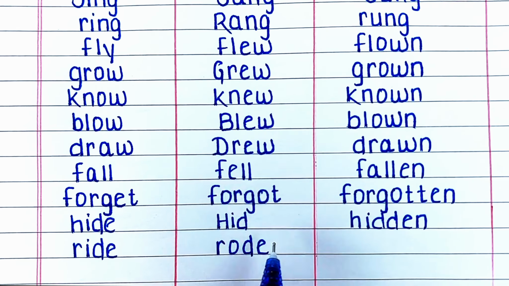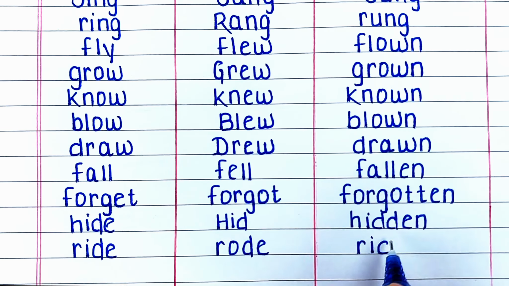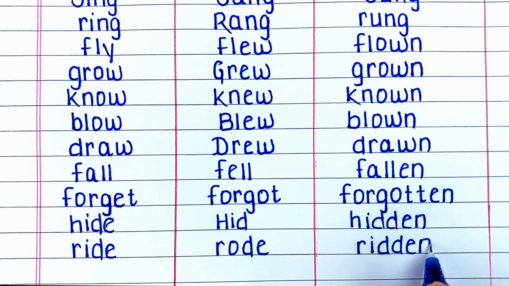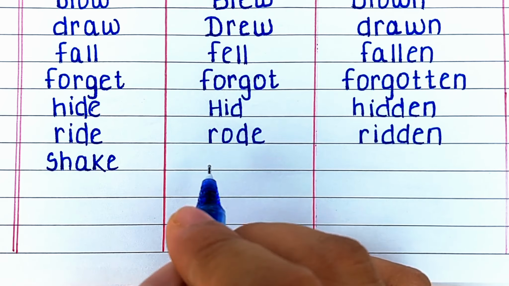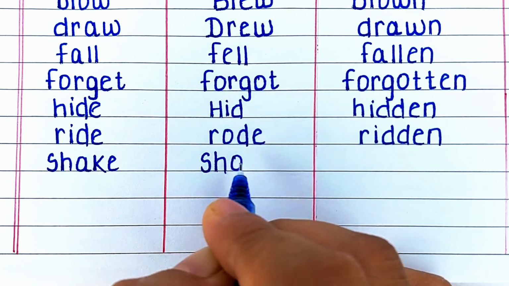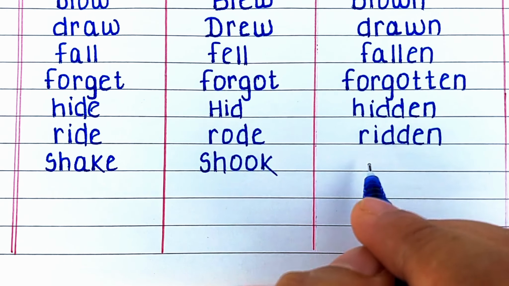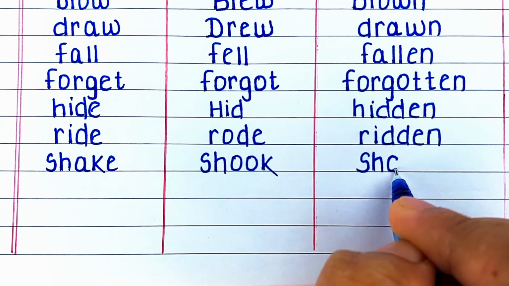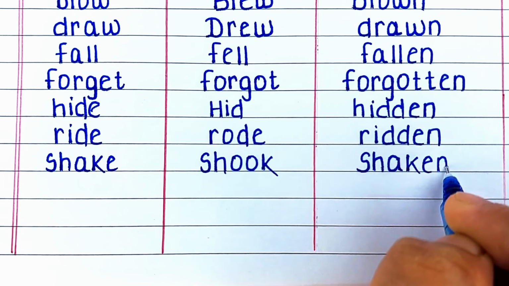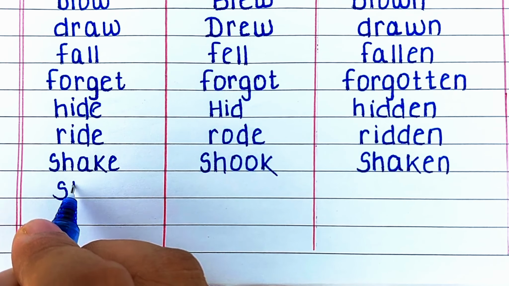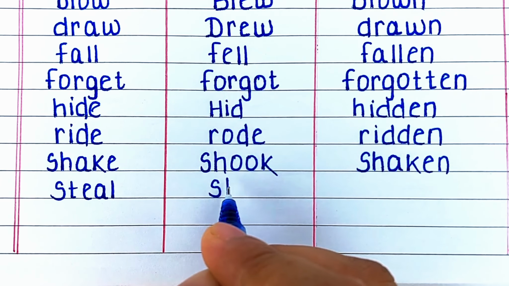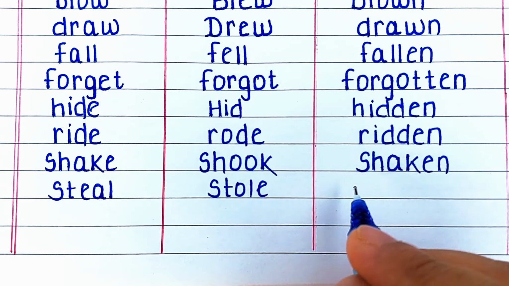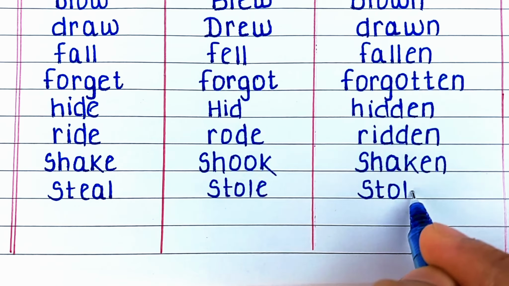Next verb is ride. Its V2 form is rode and V3 form is ridden. Next verb is shake. Its V2 form is shook and V3 form is shaken. Next verb is steal. Its V2 form is stole and V3 form is stolen.